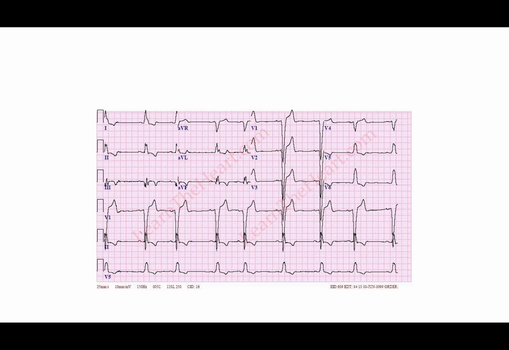Do I have P waves? That's a P wave. That's a P wave. That's a P wave, P wave, P wave. So I have P's. P waves have the same morphology. P for every QRS. My PR interval is normal.